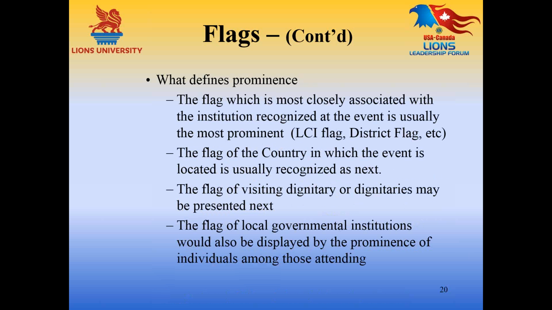Okay, let's proceed on to the next slide. So essentially, what defines prominence? Well, usually it's the flag that's most closely associated with the institution that's being recognized at the event. In other words, if this is a district convention, it may be a district flag. If it is a multiple district convention and there is a multiple district flag, then it may have prominence, followed by likely the flag of the country in which the event is located.